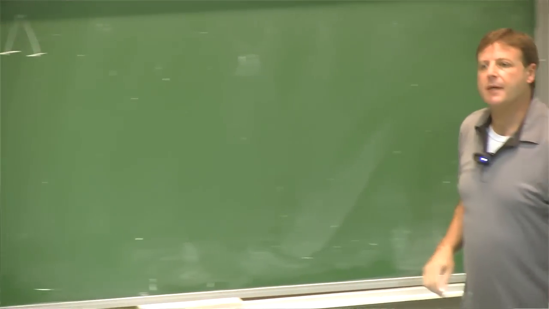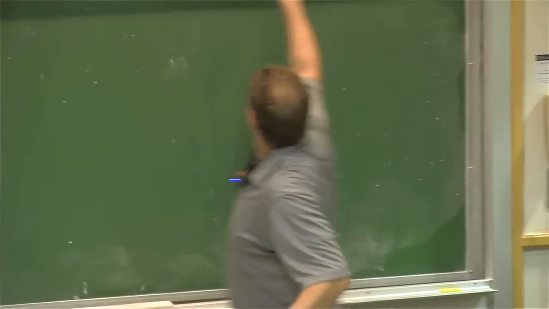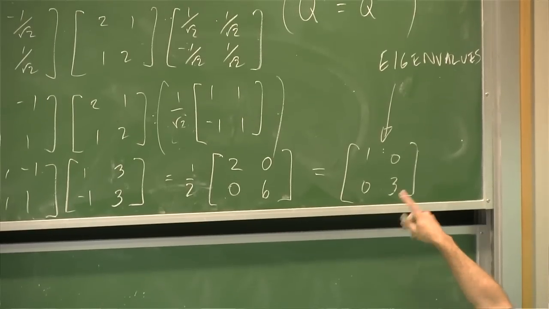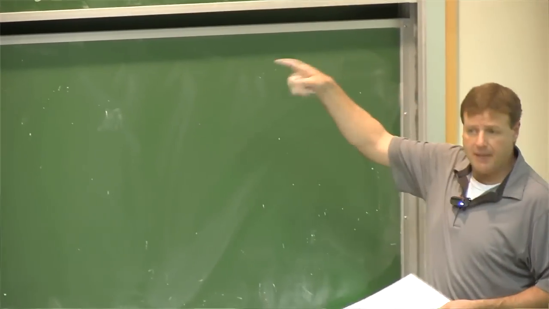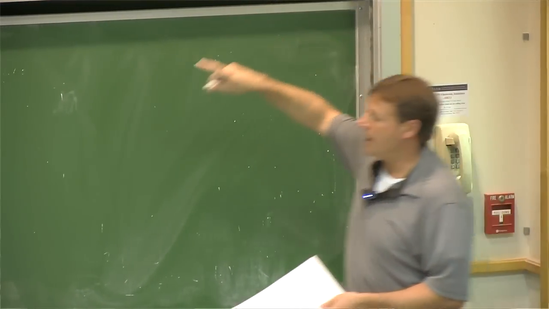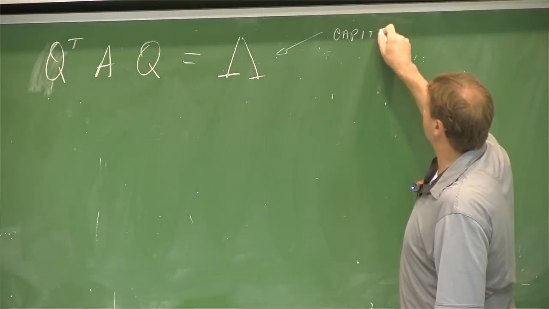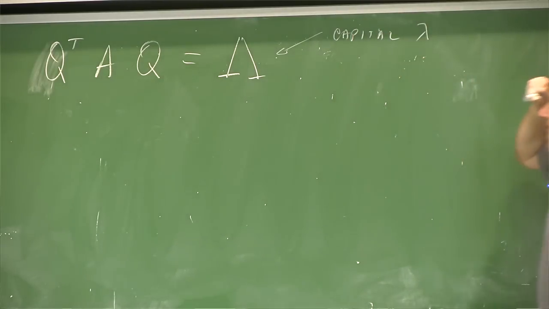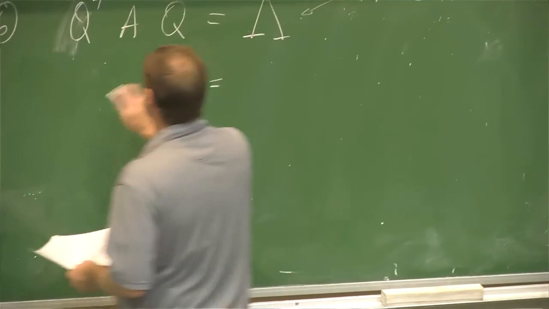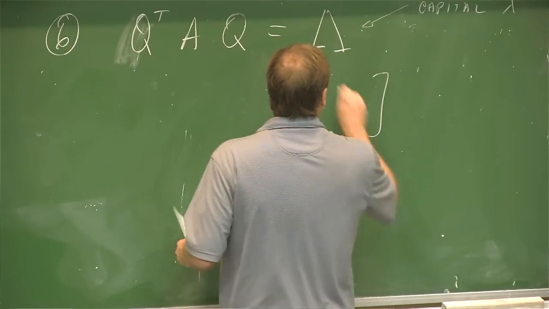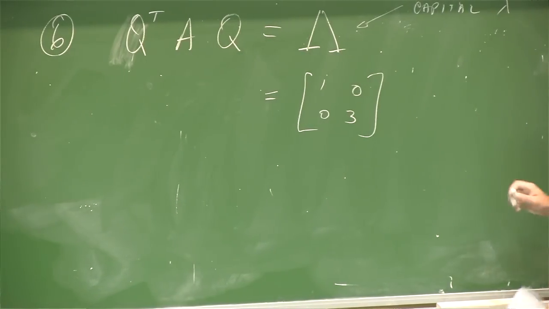So when you do this multiplication, actually you don't have to do the multiplication, because from this example we can see what the result's going to be. The result is going to be a matrix with the eigenvalues in it. That's why I use this capital lambda. That indicates that the eigenvalues are going to be in there. So what did we get here? This turned out to be 1, 0, 0, 3, where those are the eigenvalues.